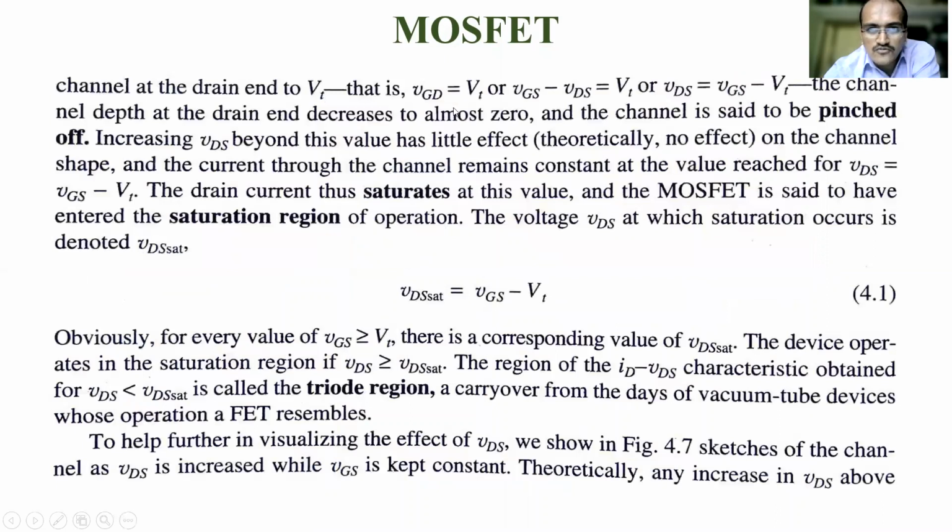Channel at the drain end to VT. So this is the pinch-off, same thing. The MOSFET is said to have a saturation region and a triode region. The same explanation is there in this, so I will not go further. This is how the channel will form here.